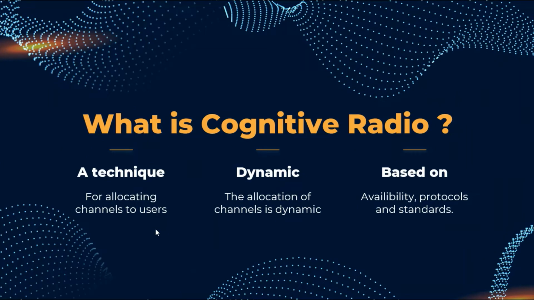So now, what is cognitive radio? Simply, cognitive radio is a technique used in communication systems for allocating channels to users. The spectrum management in cognitive radio is dynamic, it's not static. The allocation of the channels will be based on the availability of the channel, protocols and standards. Simply, if we work in the cellular band and the cellular band is very crowded, we can go to the military band and use their frequency without causing problems to them. This is the main idea of cognitive radio.